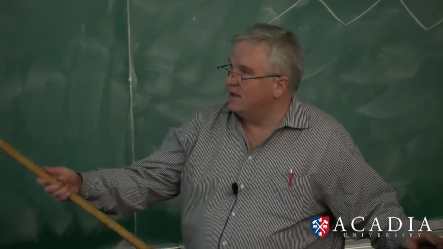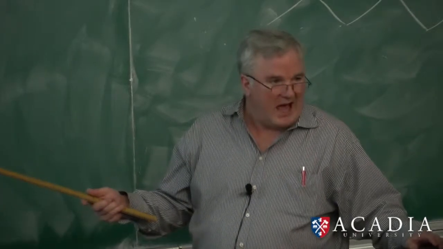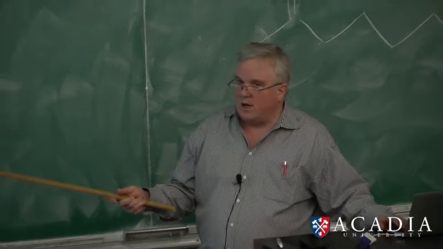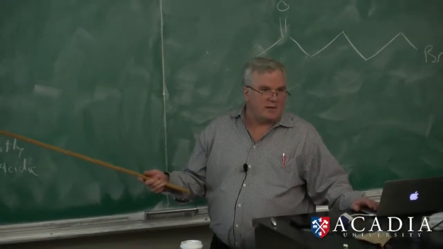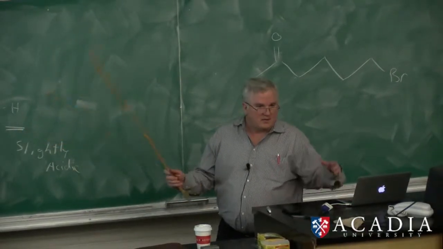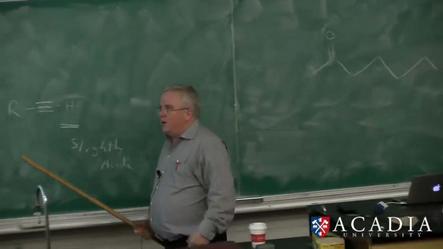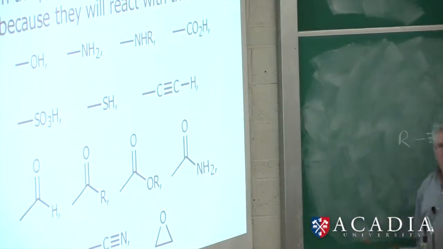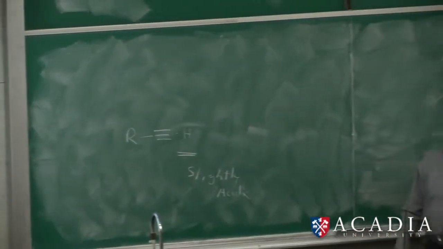So all of these functional groups are incompatible with making a Grignard reagent at another portion in the molecule. So we are talking about multifunctional molecules, molecules with multiple functional groups. So we have that alkyl bromide somewhere. We can't have any of these functionalities elsewhere in the molecule and make a Grignard reagent.